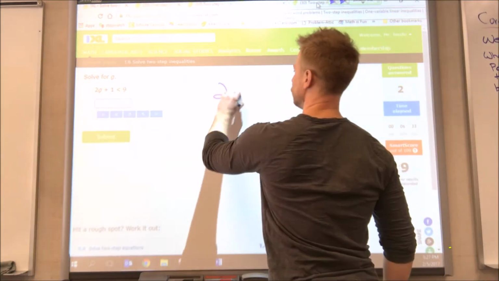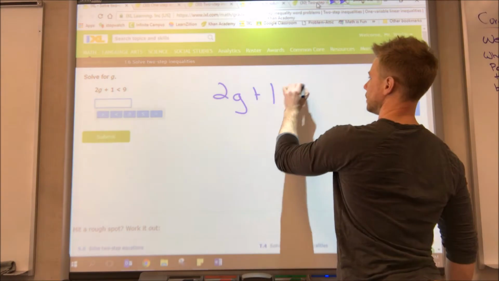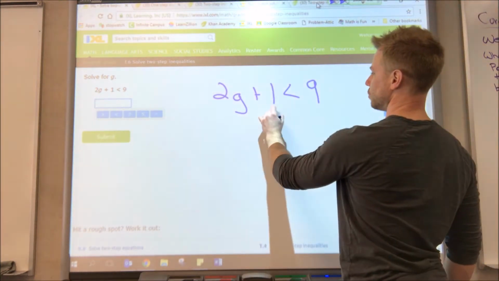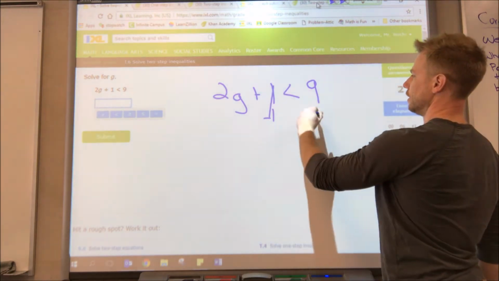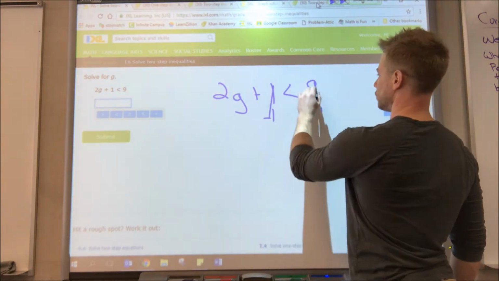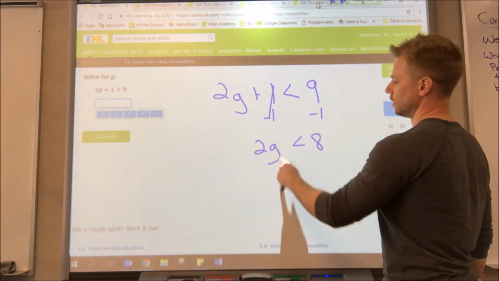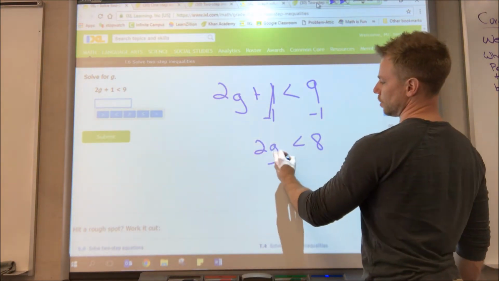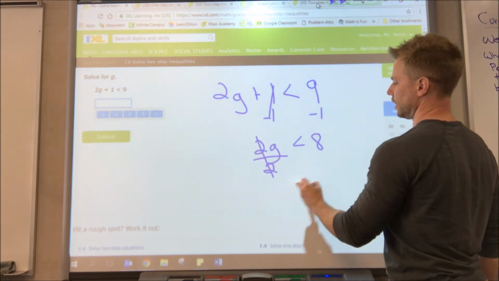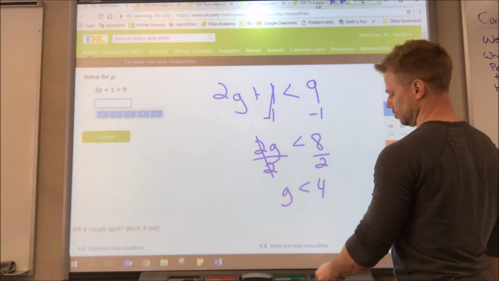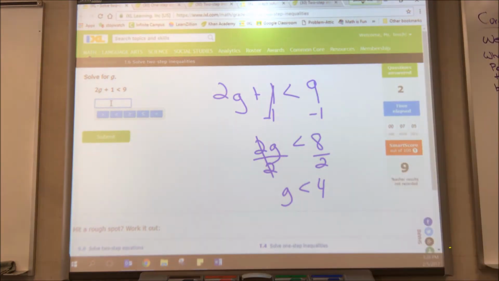Alright, now we have 2g plus 1 is less than 9. Get rid of the term that does not have a g, which would be the 1, so we'll subtract it. What we do to one side, we do to the other side. 9 minus 1 is 8, so we have 2g is less than 8. This is multiplication, so we'll undo it by dividing the 2 and doing that on the other side as well. g is less than 4.